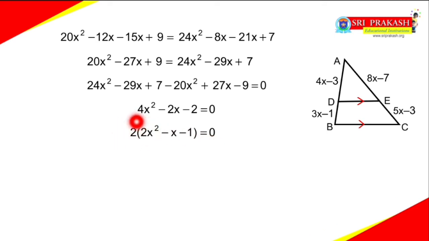Now let us shift 2 from LHS to RHS. Then we get 2x square minus x minus 1 is equal to 0 by 2. Children, what is the value of 0 by 2? Yes, it is equal to 0.